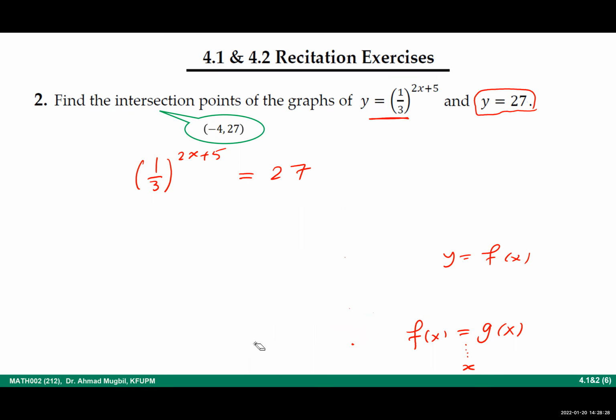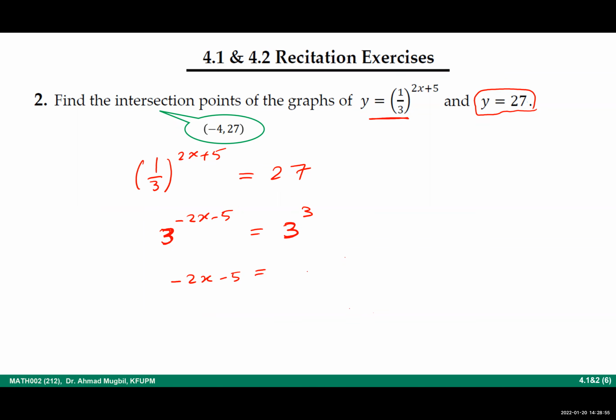How to solve it? You will play with a third. What is a third? It is 3 to the power -1. So it will be negative x and -5 equals 3 to the power 3. Is that right? You will keep in mind that you should have the same base. If you have the same base, you can work with it. Do we have the same base now? 3, 3, the same base. So two expressions with the same base equal to each other. This means what? The exponents are the same.